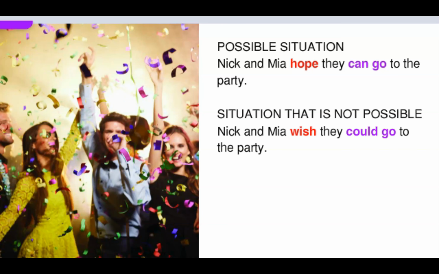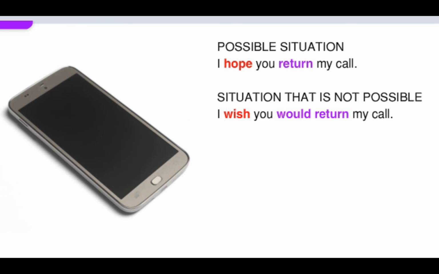Possible situation. Nick and Mia hope they can go to the party. Situation that is not possible. Nick and Mia wish they could go to the party. Possible situation. I hope you return my call. Situation that is not possible. I wish you would return my call.